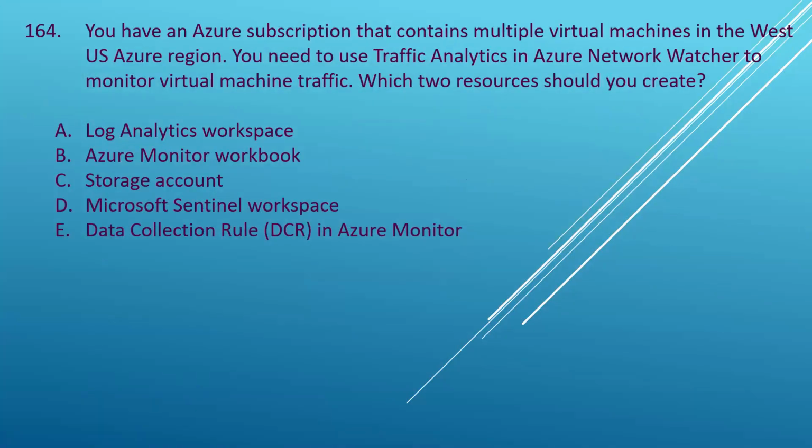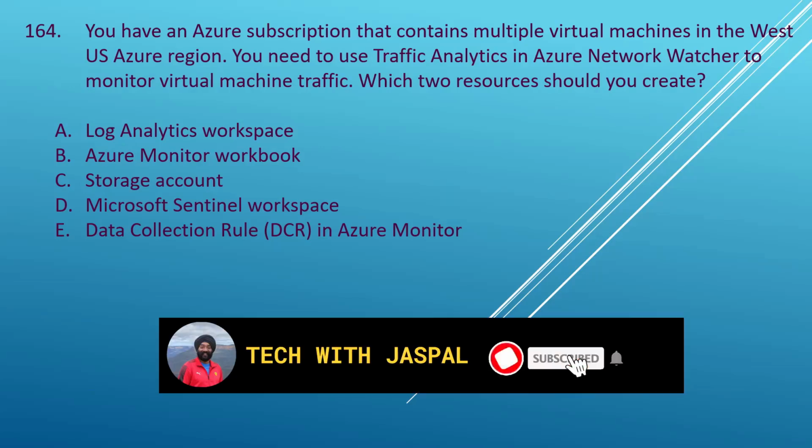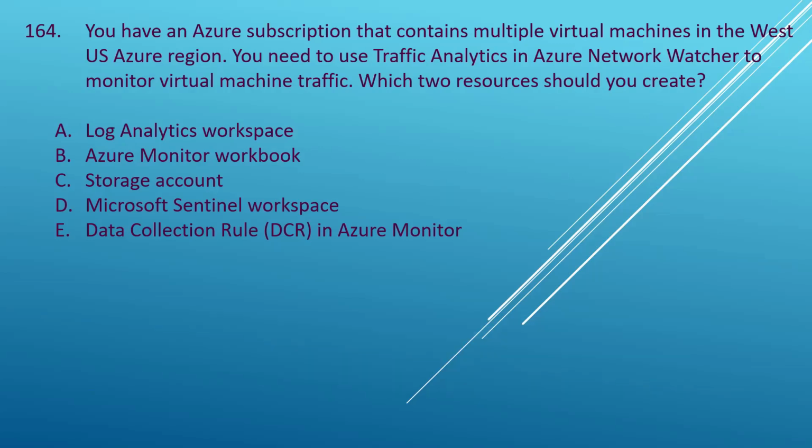You have an Azure subscription that contains multiple virtual machines in the West US Azure region. You need to use traffic analytics in Azure Network Watcher to monitor virtual network traffic. Which two resources should you create? Your options are Log Analytics Workspace, Azure Monitor Workbook, Storage Account, Microsoft Sentinel Workspace, Data Collection Rule (DCR) in Azure Monitor. To use traffic analytics in Azure Network Watcher, you need to create a Log Analytics Workspace and a storage account.